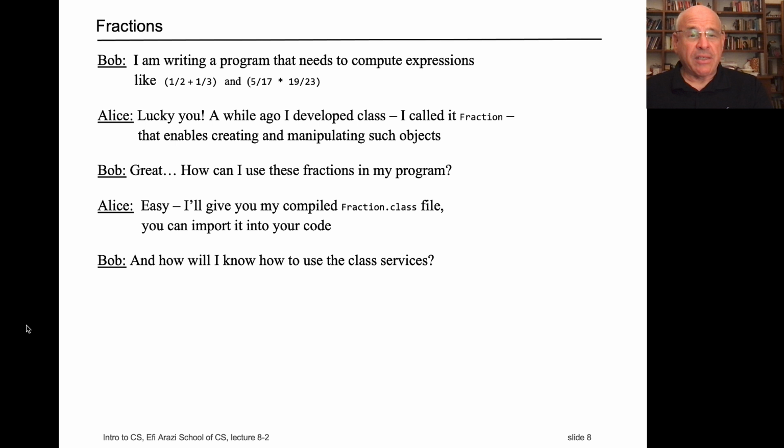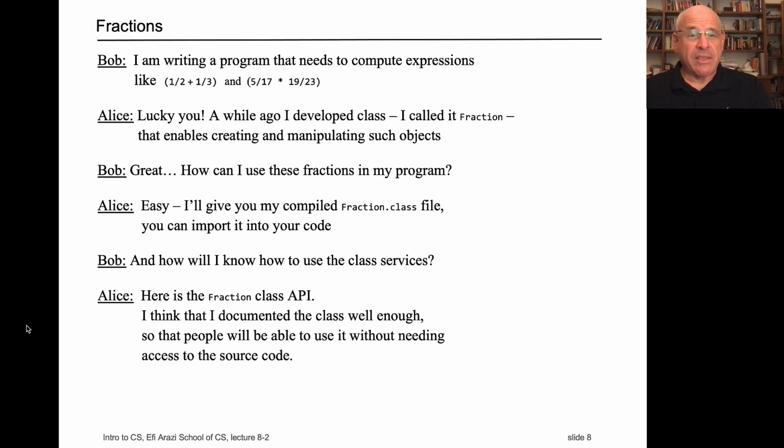And Bob says, well, how will I know how to use the services of this class, especially if it's compiled and I don't have access to the source? How will I use these services? Alice says, well, I took the trouble of not only developing the class, I also wrote a detailed API, and I think that I did a good job doing it. You can access the API and use it as you please. So that's a typical setting in which objects come to play.